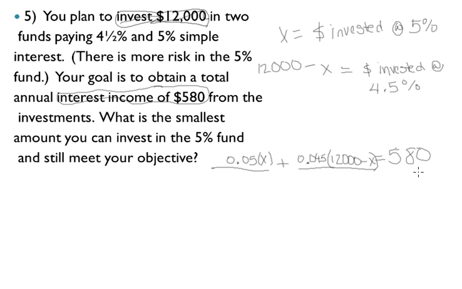Now once again, I'm going to leave all the algebra up to you. And make sure you use the distributive property where you have the parentheses, so you multiply the 0.045 times the 12,000 and also times the X.